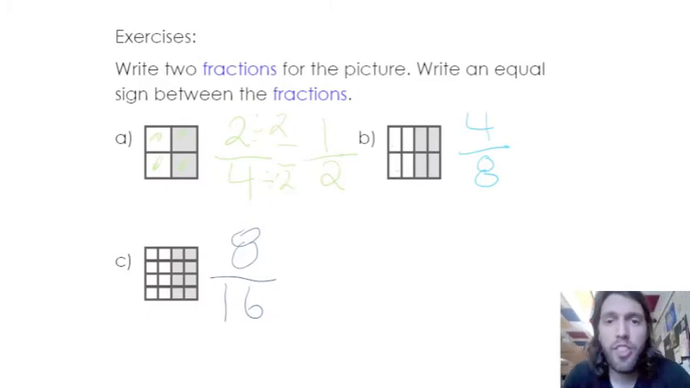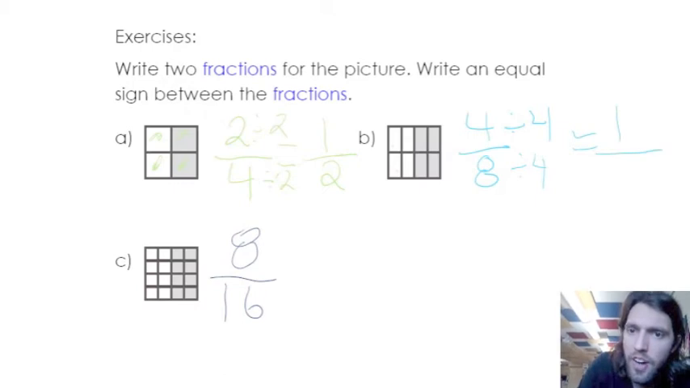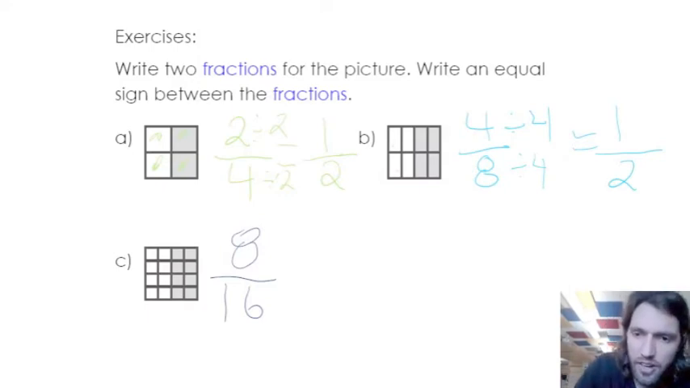How much of this is shaded in? We have 4 boxes out of the 8. Are we able to divide 8 and 4 by 4? I think so. So we divide this by 4 and divide this by 4. And what does this equal? 4 divided by 4 is 1. 8 divided by 4 is 2. 1/2, right?